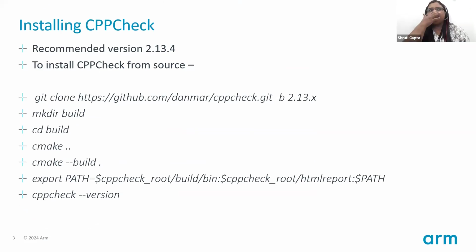We recommend using the latest version of CPPcheck, which is 2.13.4. And here are the steps to install CPPcheck from the source: clone the repository, the build steps, and adding CPPcheck to the path.